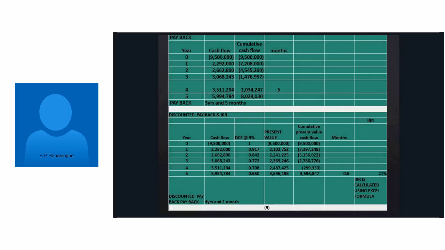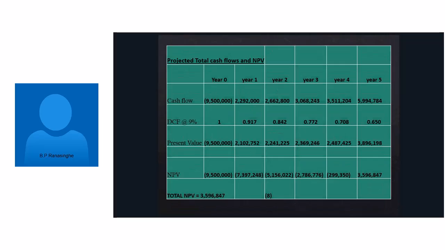So coming back to the NPV, based on the calculation, it indicates that a positive net present value will be arrived at. That is the initial cost less the projected cash flows. So the total net present value would be about 3.5 million.